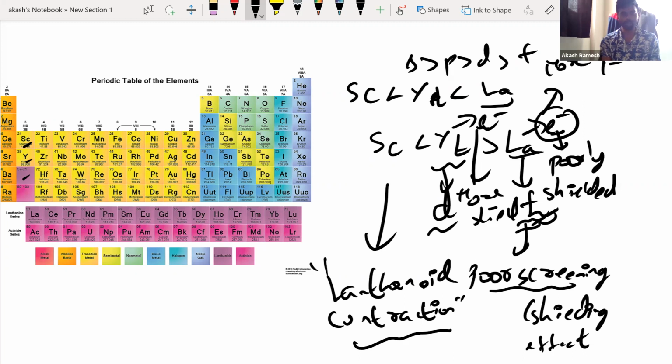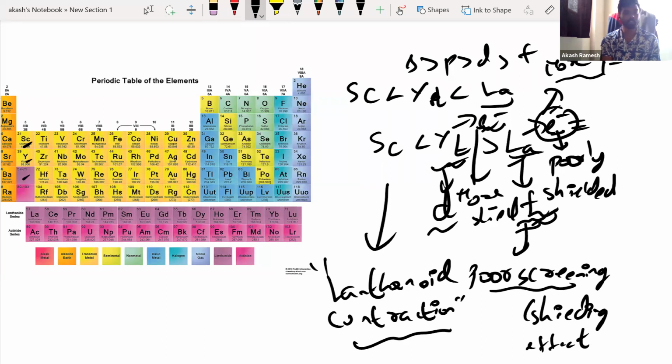So what happens here? You understand, right? We expect when I go down the group, the size increases, but between yttrium and lanthanum, the size decreases. Why? Because in lanthanum, the electron enters into f orbital, and f orbital has poor screening effect. And if it is poor screening effect, this electron is very poorly shielded. That means this electron experiences way more force than this particular electron.